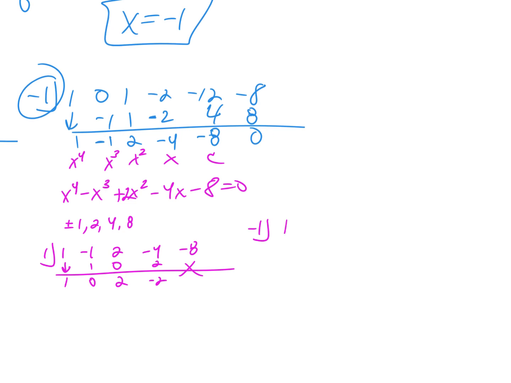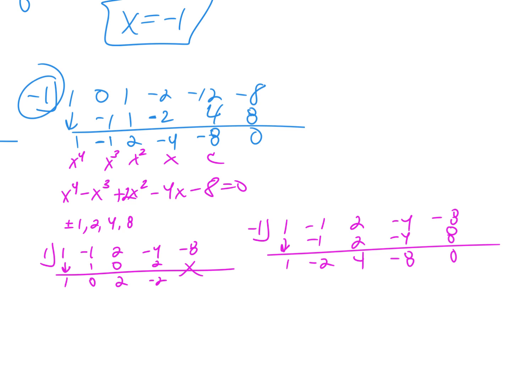That's fine. So 1, negative 1, 2, negative 4, negative 8. Bring down that 1. So 1 times negative 1, negative 1. Negative 1 and negative 1 is negative 2. Negative 2 and negative 1 is positive 2. 2 plus 2 is 4. 4 times negative 1 is negative 4. Negative 4, negative 4 is negative 8. Ooh, this looks good. Negative 8, negative 1 is positive 8. So my remainder here is 0.